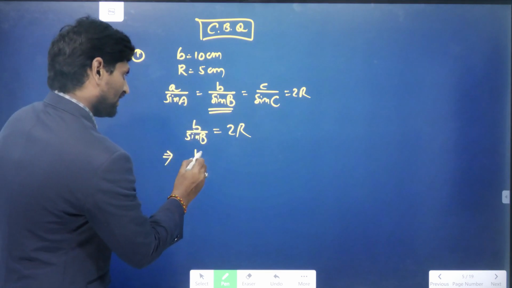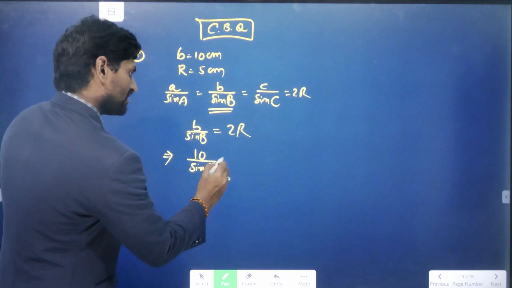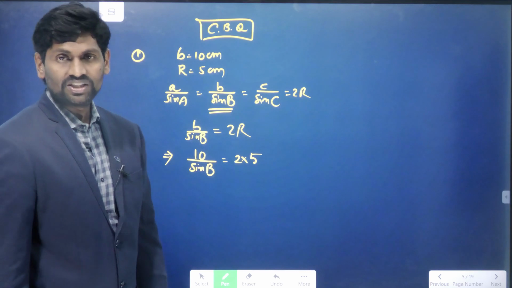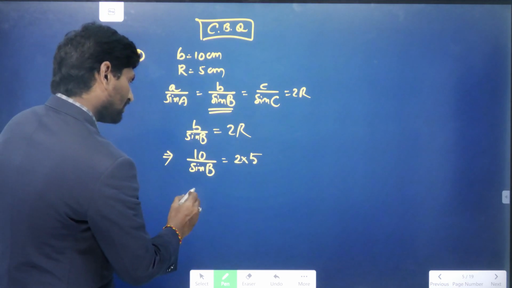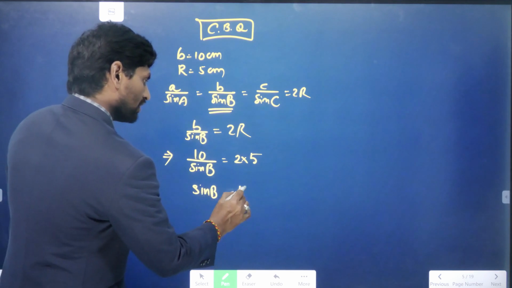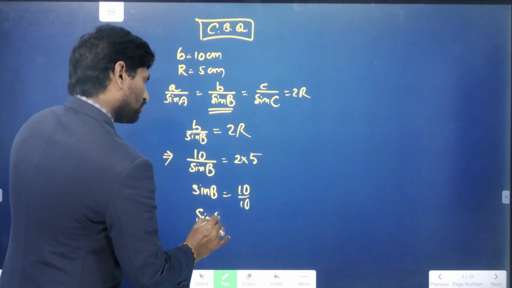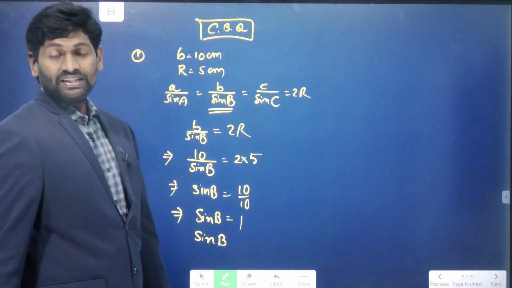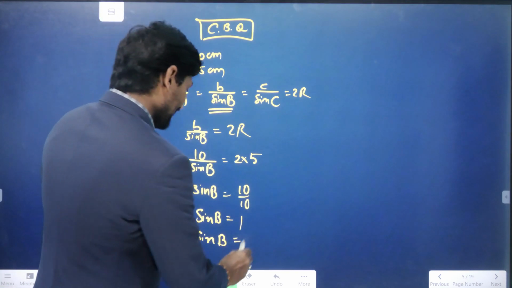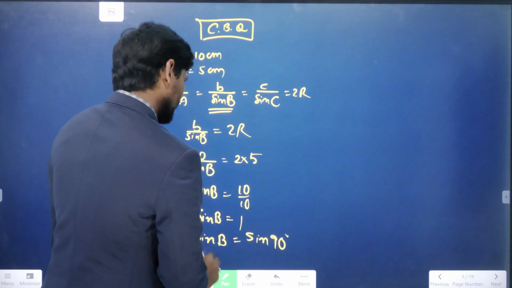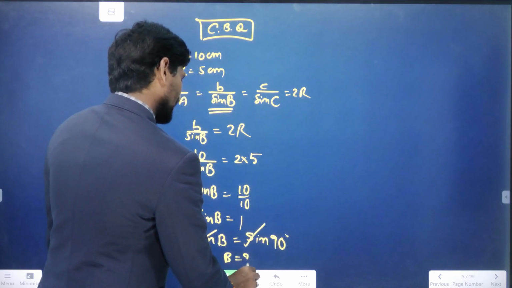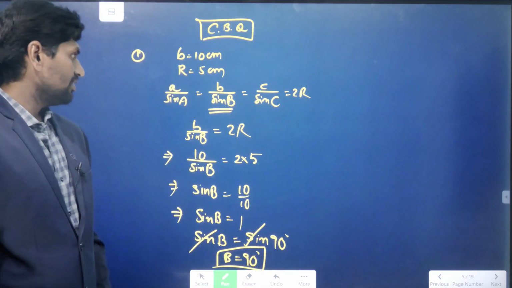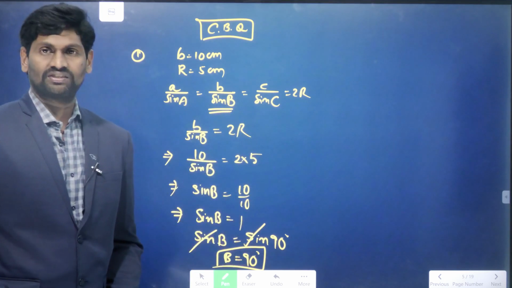So in the place of b, I can write 10 by sin B equals 2 into R. The R value is 5 centimeters, so 2 fives are 10. Now sin B equals 10 by 10, which is 1. According to the trigonometric value table, the sine value is 1 at sin 90 degrees. So both sides sine cancel. Therefore, the B value is 90 degrees. So by using the sine rule, I have found it like this.